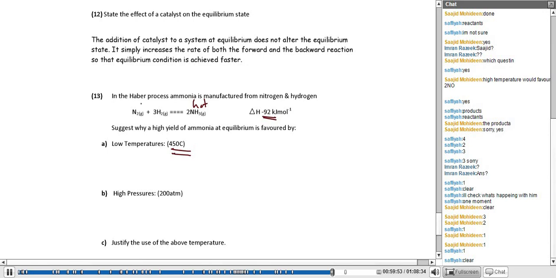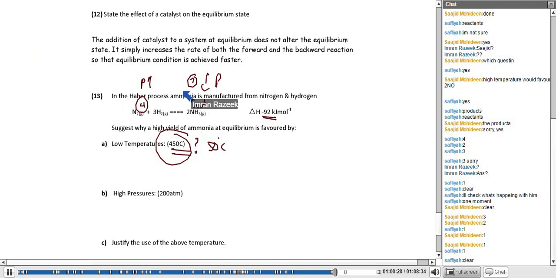As for the pressure effect, there are 4 molecules here. Pressure is high. 2 molecules there, pressure is low. So if you increase the pressure, it favors the low pressure side, meaning more ammonia. So if low temperature favors more ammonia, why don't we use a very low temperature like 50 degrees Celsius? Why is 450 used? Because low temperature favors high yield of ammonia. If you use very low temperatures, it's true that you get more ammonia, but the rate of the reaction will be very slow.